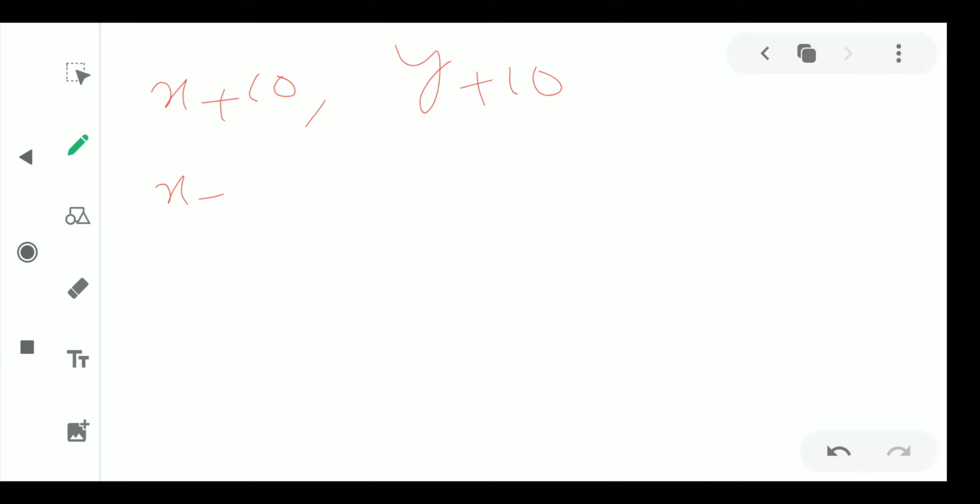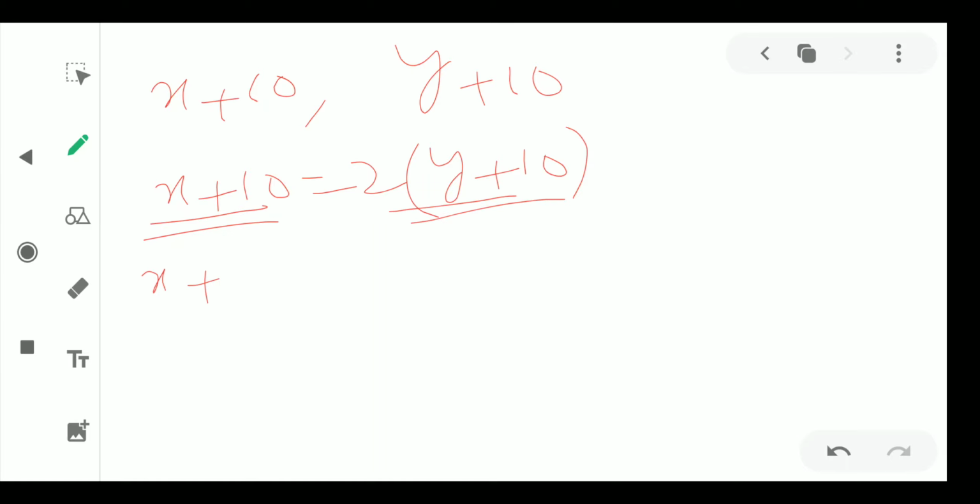Means X plus 10, this is Noori's age, will be 2 times Sonu's age. Sonu's age will be Y plus 10 after 10 years. Noori will be 2 times Sonu. Okay, so from this we will get another equation. X plus 10 is equal to 2 into Y plus 10, that is 2Y plus 20. Bring all to one side. X minus 2Y, 10 minus 20, minus 10.